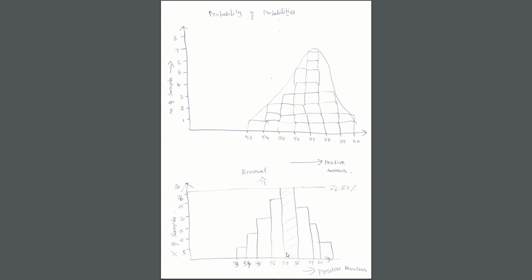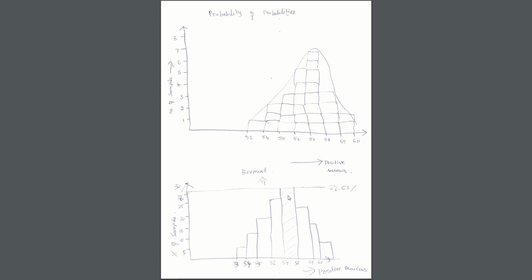We have considered a success rate of 96%. With that success rate, you get a curve like this, with 58 positive reviews as the maximum, and then you also have 57, 59, and so on. This 26.53 percent would be the best possible outcome, the percentage of samples that will have the best customer rating. So 26.5 percent of the samples will have the best customer rating of 58. This is determined when you have hundreds and thousands of samples.